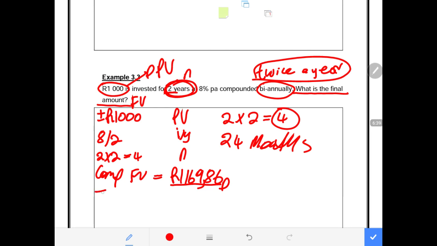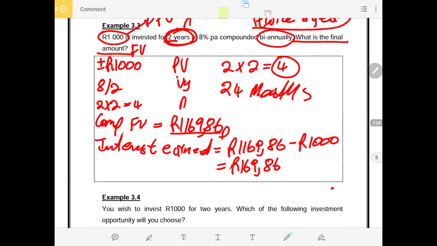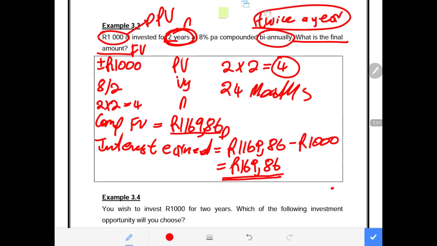We need to know how much interest was earned over the period of this investment. The interest earned over the period of the investment, as you know, will be 1,169 rand 86 cents minus the amount that was invested, which is 1,000, and we can see that the interest will be the difference of 169 rand 86 cents. So this is the interest that would have been earned over the period of this investment. So this is the answer that we were looking for.